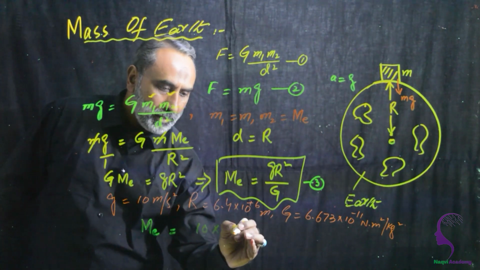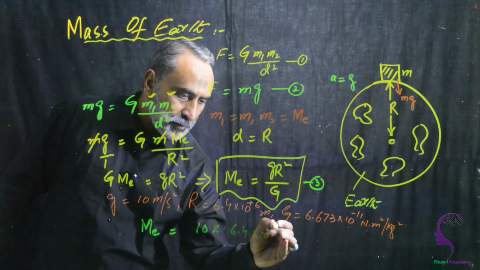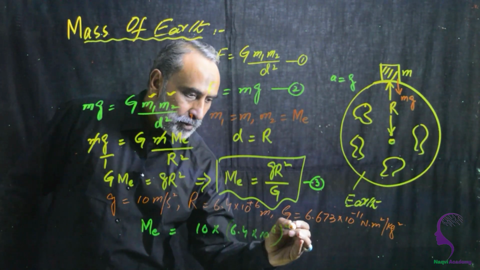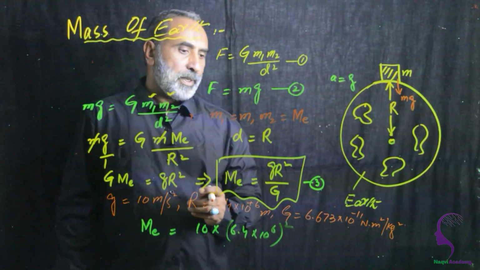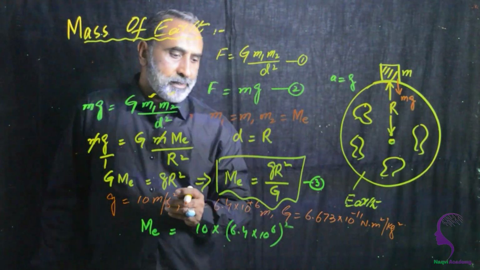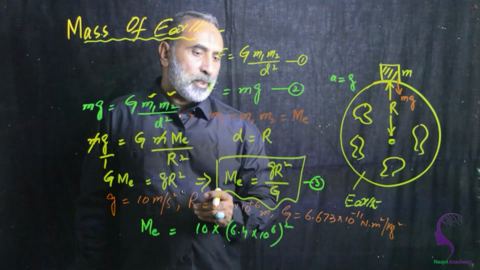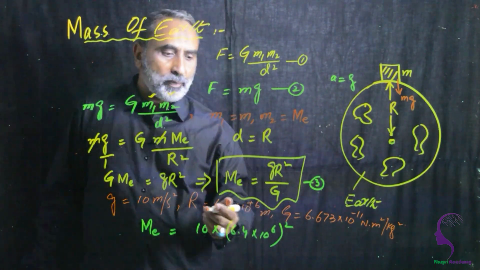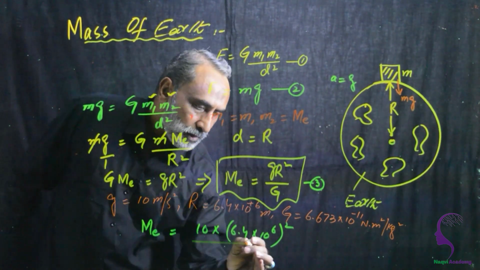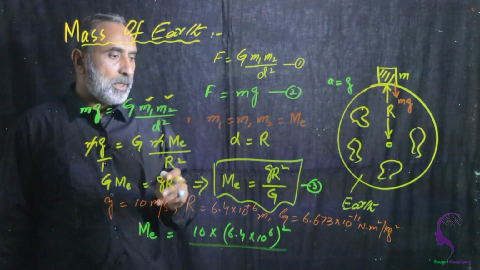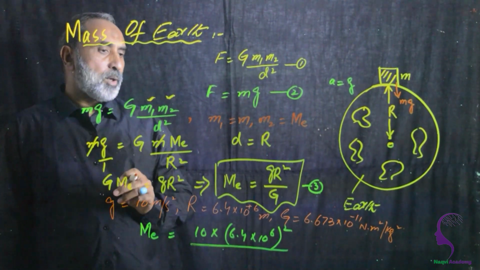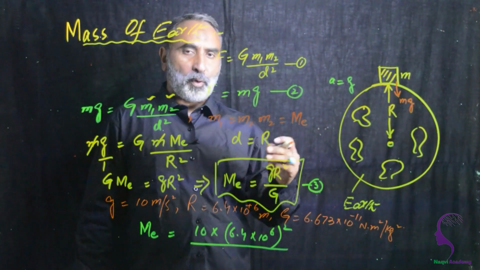10, 6.4 times 10 power 6. You know, the circumference was calculated by the great scientist Al-Biruni. With the help of that, you can calculate the radius of Earth. That value is very, very close to the value calculated nowadays. आजकल जो हमने value calculate की है, इससे very approximate है.